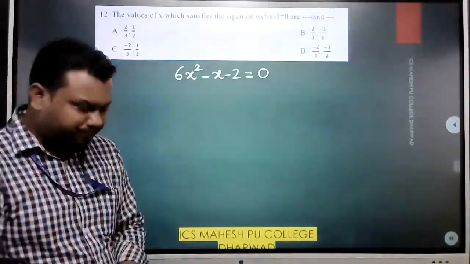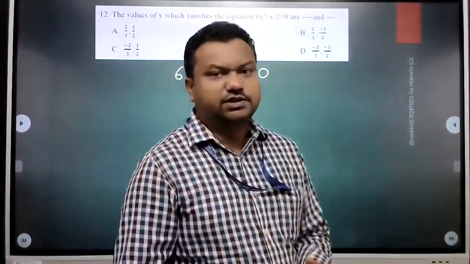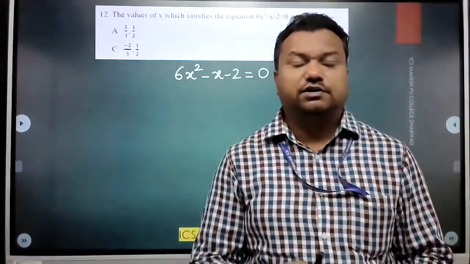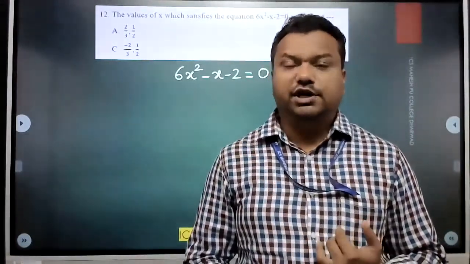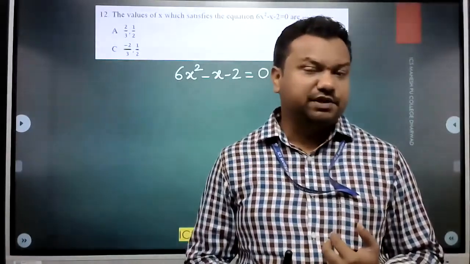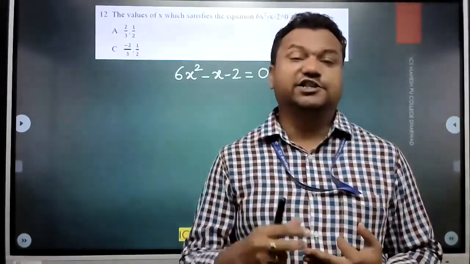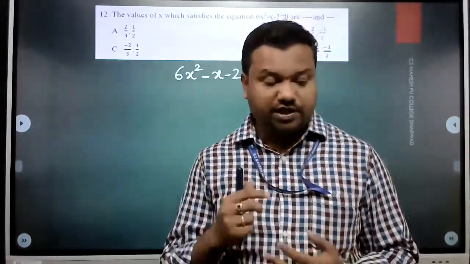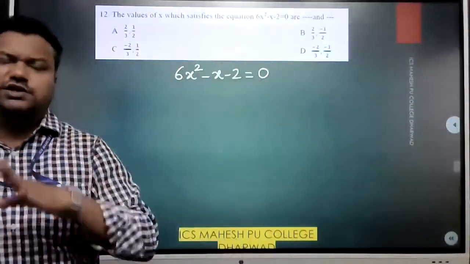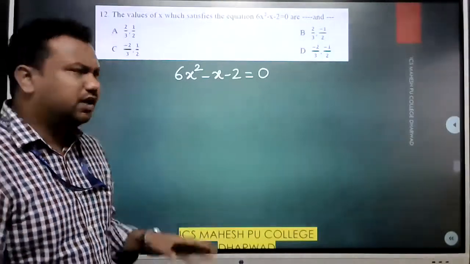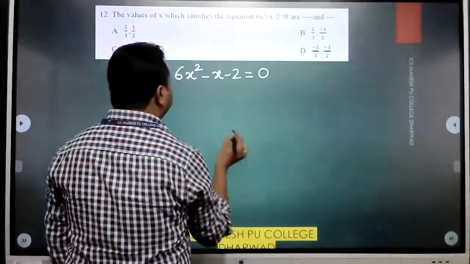As you all know, we have studied solving the quadratic equation in 3 different methods. The first is splitting the middle term, the second is the completing the square method, the third is Sridhar's formula, that is the formula method. Okay, now in this case I'm just taking a small trick. I hope it will help a lot.